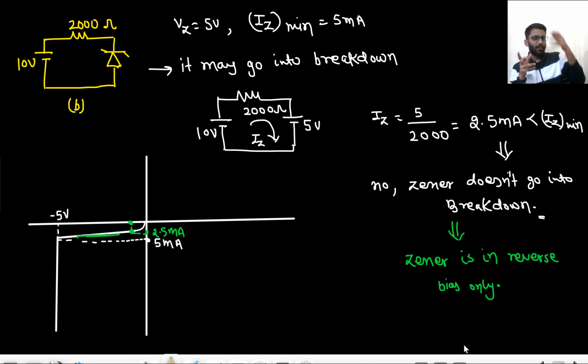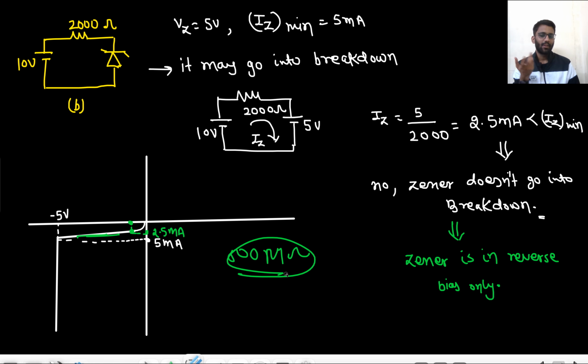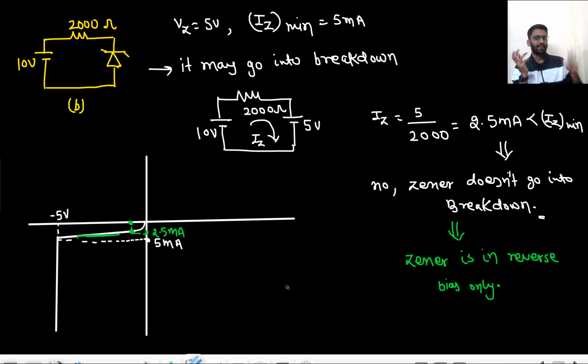So you may replace it with an open circuit or the reverse bias resistance. I told you, it can be some mega ohms or anything. So if it is given, you replace it with mega ohms resistance. Otherwise, you open circuit it. Are you getting my point? The minimum current was 5 milliampere. If the Zener is in breakdown, the minimum current you have to have is 5 milliampere, but you are not getting that current. That means this is certainly not in breakdown region.